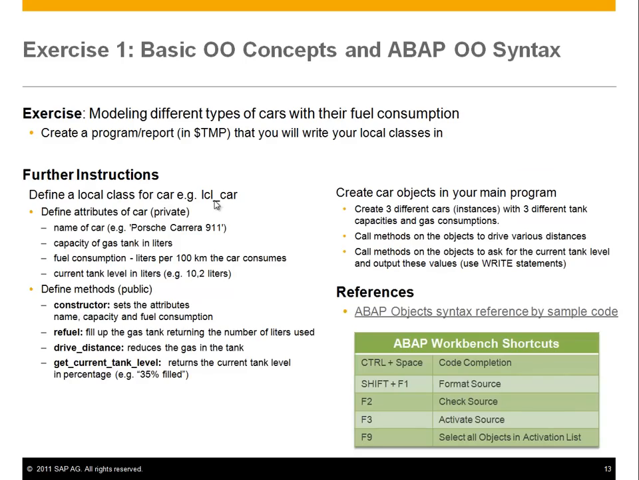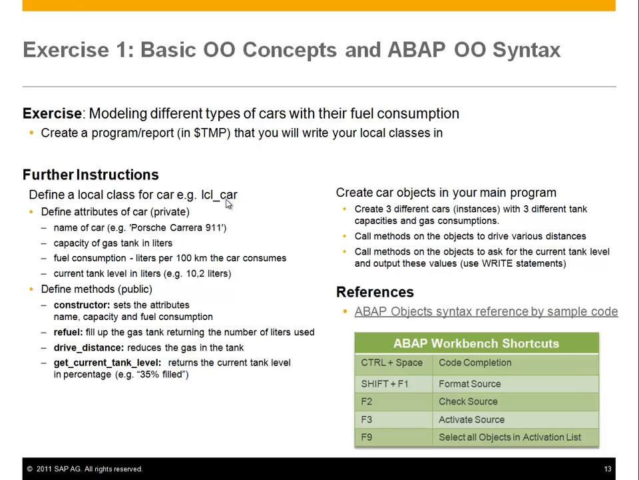Now we're ready to do the first exercise, which is really where you get to try out some of these basic OO concepts and syntax. And the semantic exercise, so what we're really trying to do here is model different kinds of cars with their fuel consumption. So practically what you do is you create a program report in the $temp area where you write your local classes in.